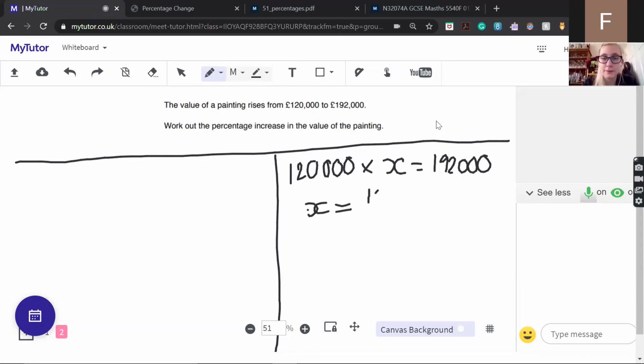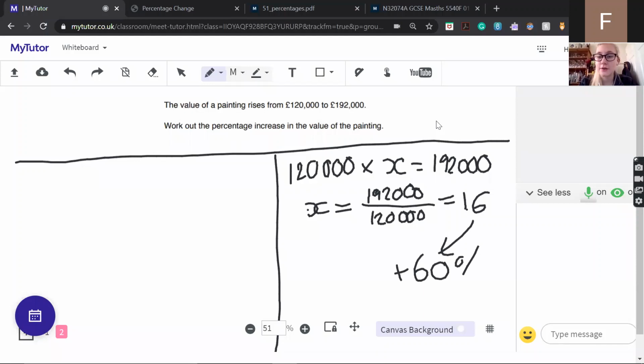Well, our multiplier will then be 192,000 over 120,000, which was 1.6. And hopefully you can see that this directly translates to a 60% increase. Hopefully that one makes sense.